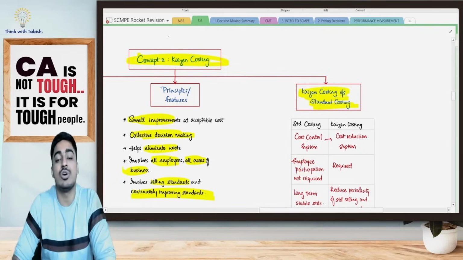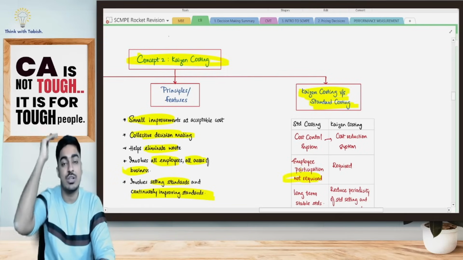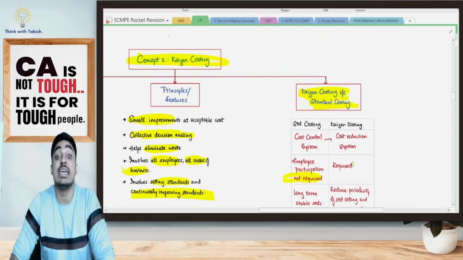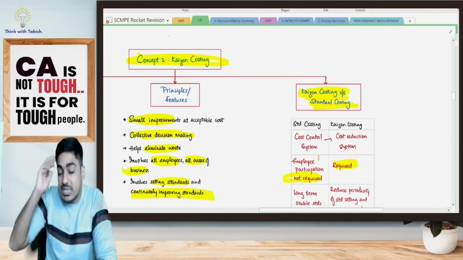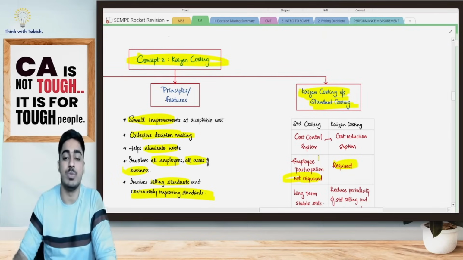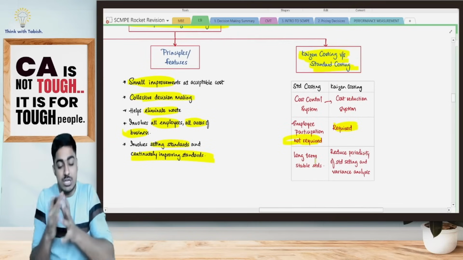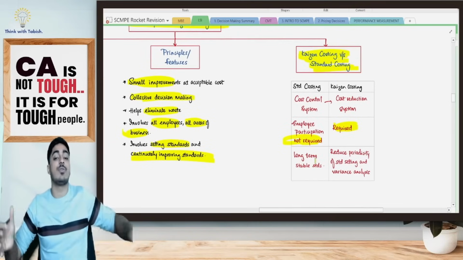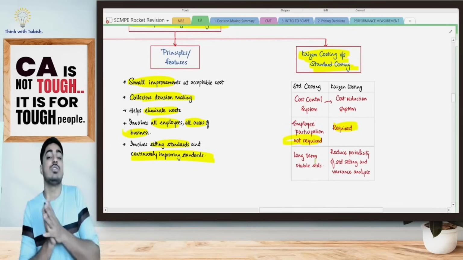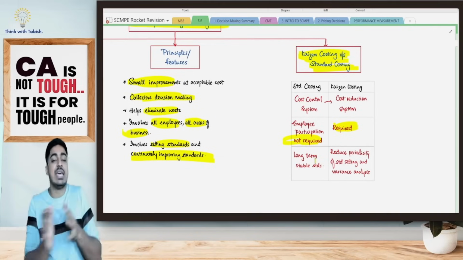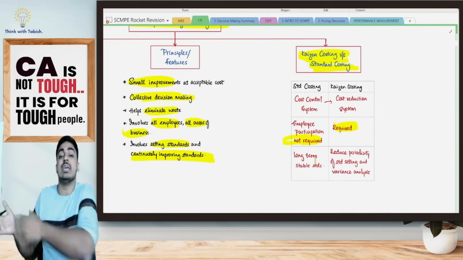Yes, in case of standard costing, employee participation is not required because at the top level, I'll be setting my standards. Here, employee participation is required because ultimately they have to tell how we can come up with improvements. In standard costing, I'm setting long-term stable standards. Standards I've set are going to be for 1 year. Here, I'll reduce the periodicity of standard setting. For every one month, I will set my standard continuously. I'll update, improve my standards.